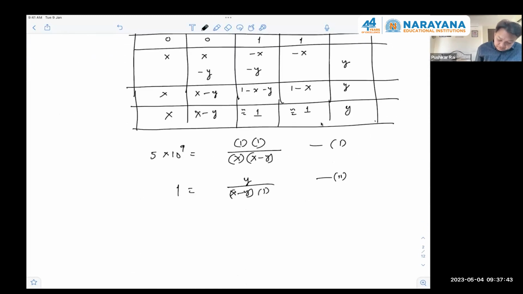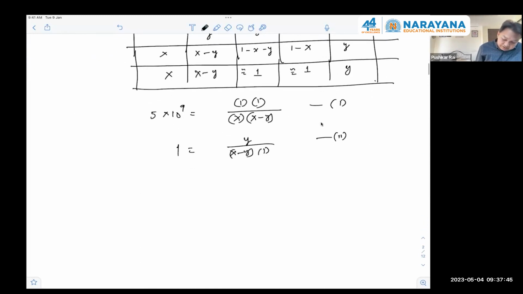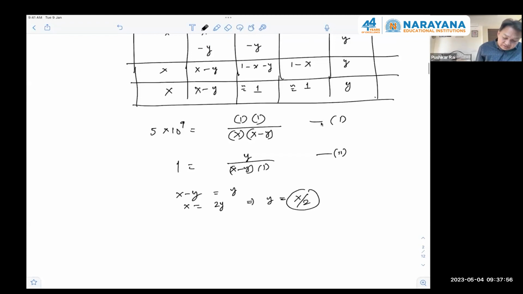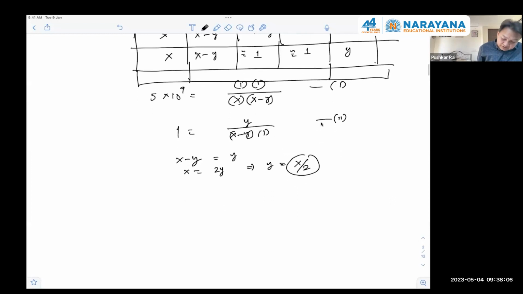From this we can get x minus y is equal to y, which gives us x is equal to 2y, and this means y is equal to x by 2. Substituting these values, we get y is equal to x by 2. Now we can put it in this equation.